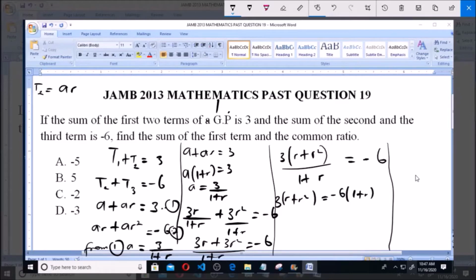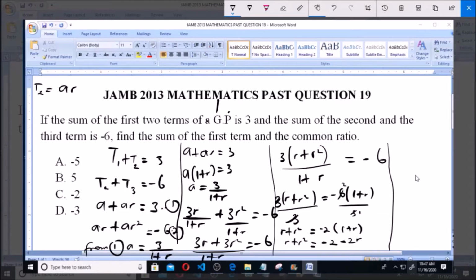Now let's divide both sides by 3. This 3 cancels this 3, this 3 here gives 1, and this 6 here gives 2. So we'll have r plus r square is equal to minus 2 into 1 plus r. Now we'll have r plus r square is equal to minus 2 times 1, which gives us minus 2, then minus 2 times r, minus 2r.